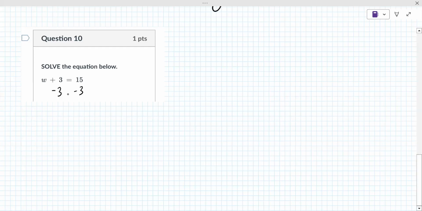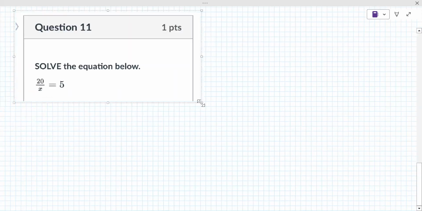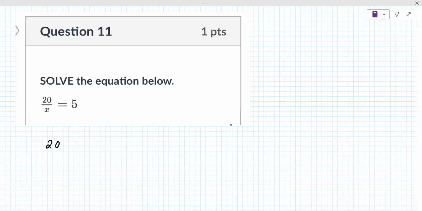So again, you look at the side with the variable, you're going to subtract 3 from both sides. So w equals 12. Good. All right. So the next one, 11 here, has a little bit of a more challenging thing to it. I'm going to rewrite it. And this will help you for standardized test prep.